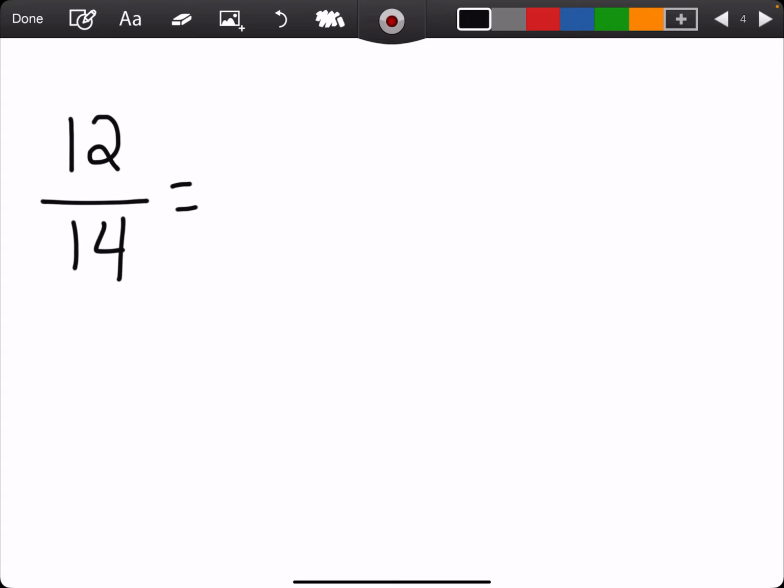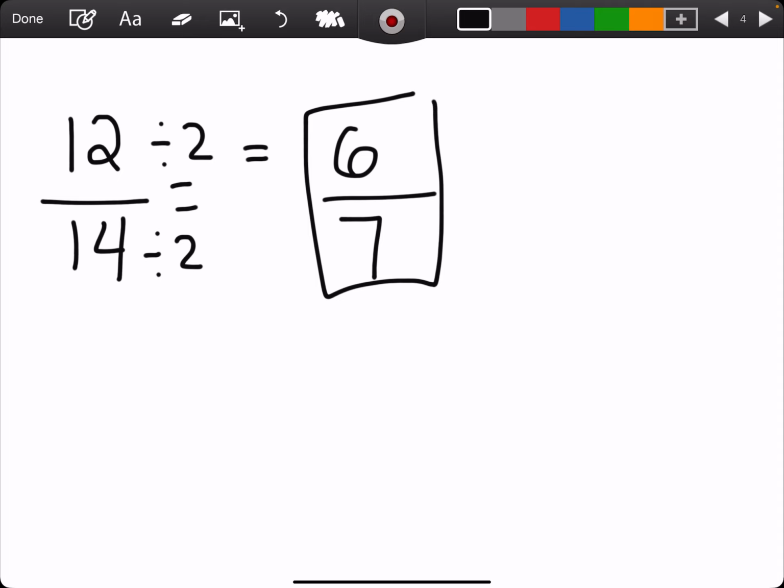But right here, if we were to do 12/14, once again, 12 is an even number, and 14 is an even number. So I would know I'm going to divide them each by 2, okay? 12 divided by 2 is 6. And 14 divided by 2 is 7. So you would get 6/7. All right, 6/7. Works out.